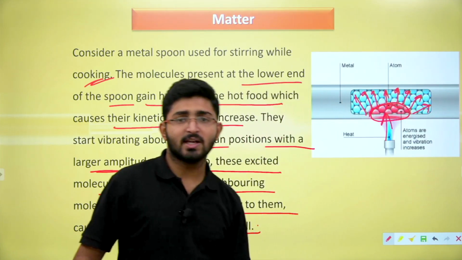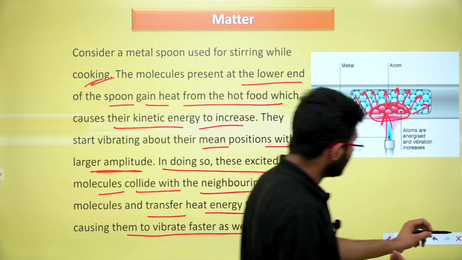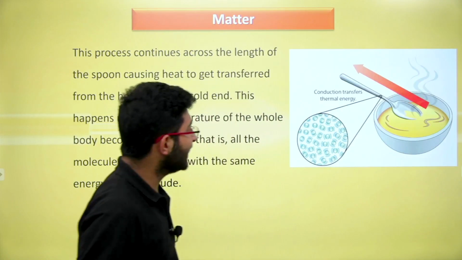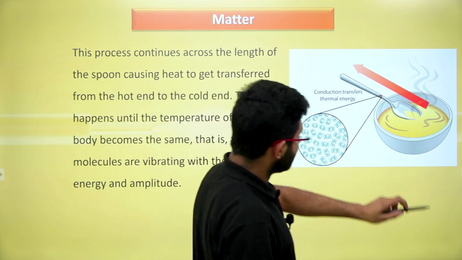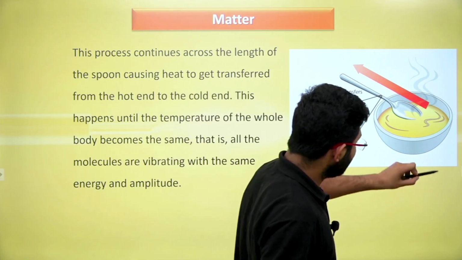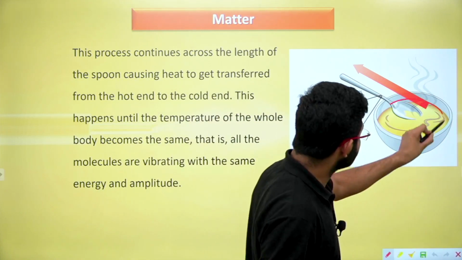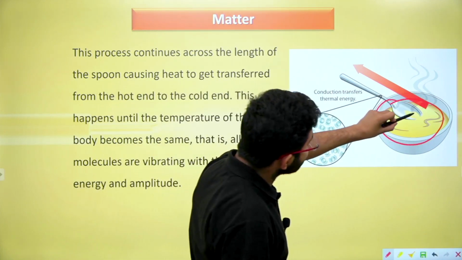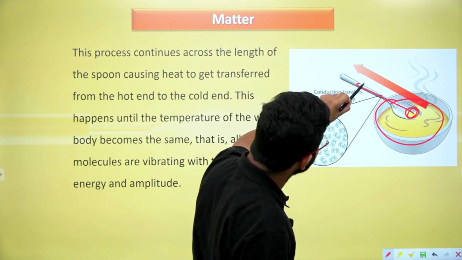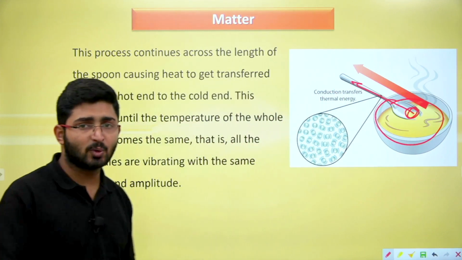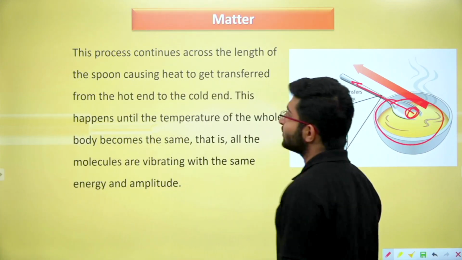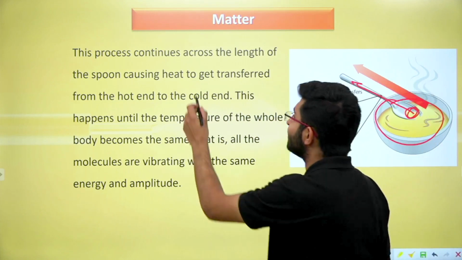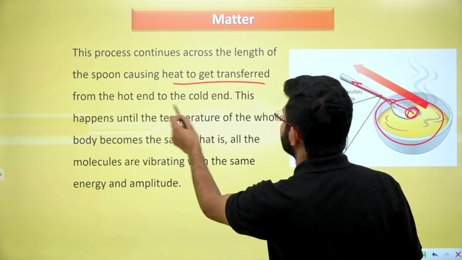Yeah, so this is how the heat is transferred from one molecule to the other in the solid. And here as well, if you have a spoon in a bowl in which some hot food is kept, the heat from this end of the spoon will be transferred here. This process continues across the length of the spoon, causing heat to get transferred from the hot end to the cold end.